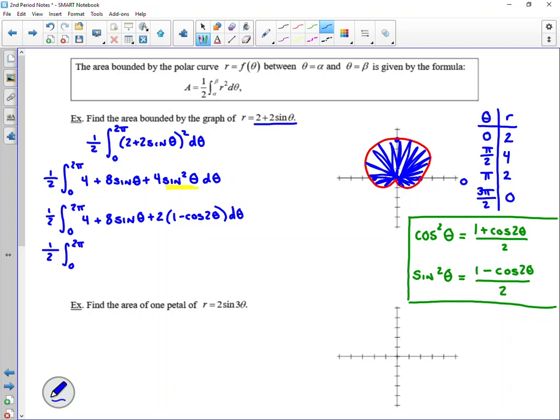Okay, so we have this 4 and this 2, which is 6 plus 8 sine theta plus, and then this 2 gets distributed to that one, so we'll just make it a minus. We're at 6 plus 2. Okay, now we integrate.